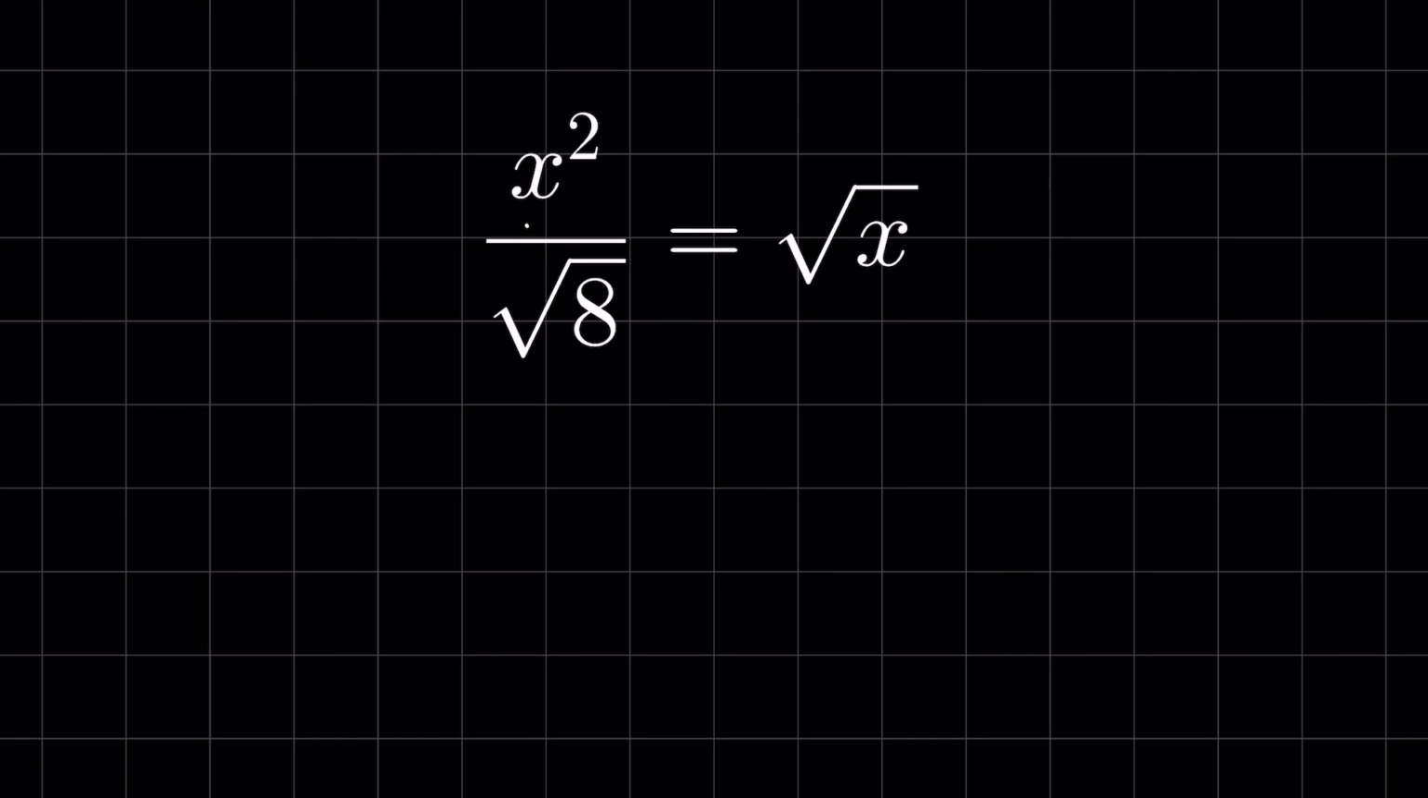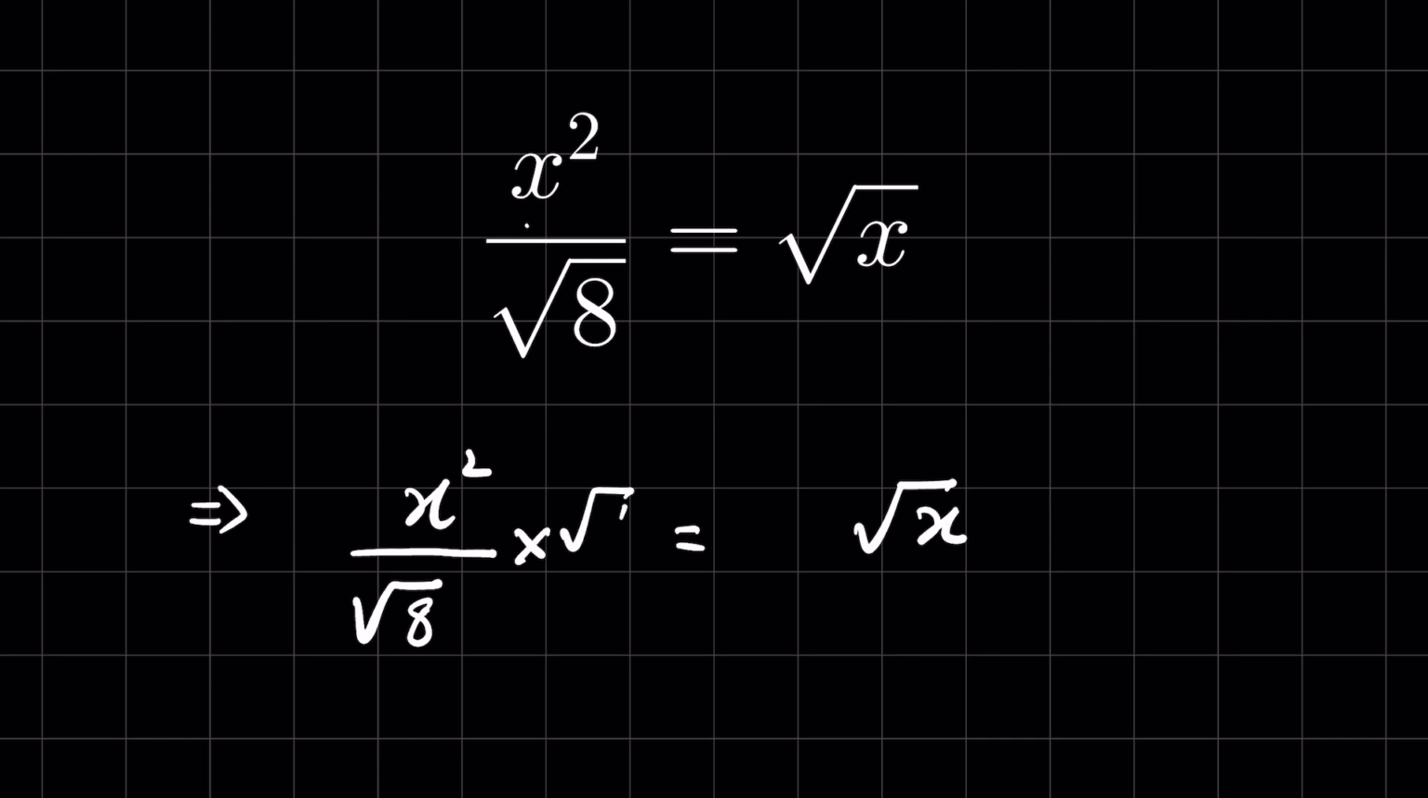x square upon square root of 8 is equal to square root of x. Find the value of x. Now x square upon square root of 8 is equal to square root of x. Let's multiply both the sides by square root of 8.